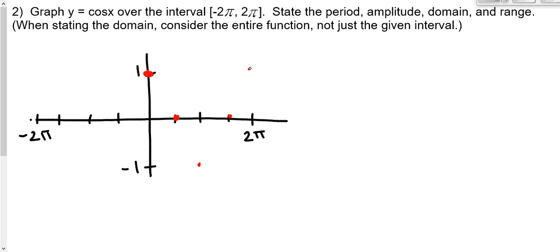Same thing on the other side. We're at the top, then middle, then bottom, then middle, then top. And then we're going to connect that. Make sure you make it look a little curvy on the end. I'll show you what not to do when I get to the other end.